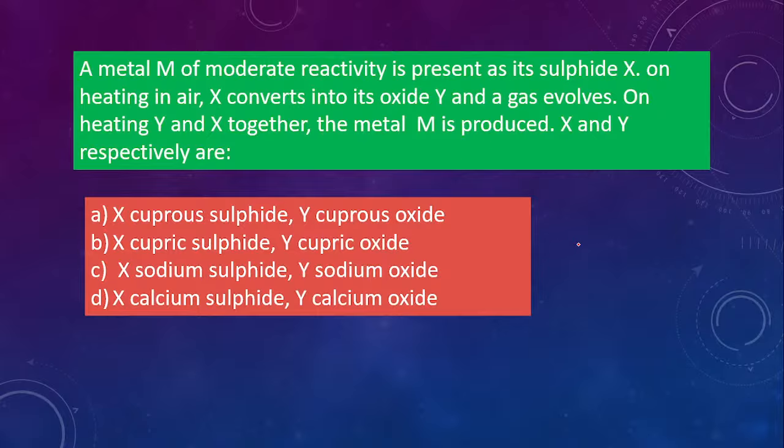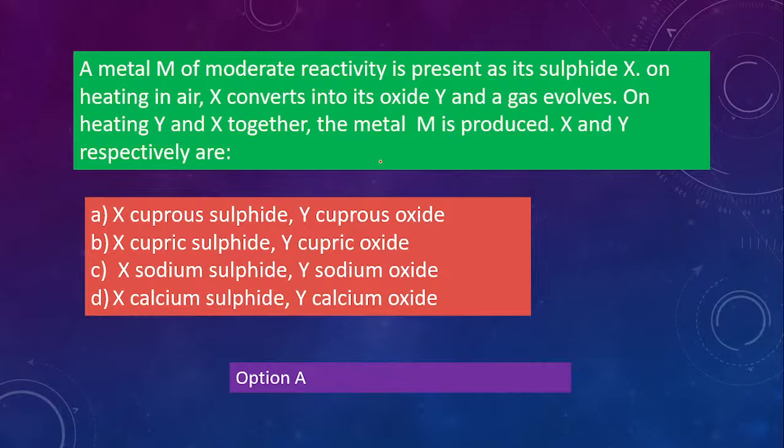Okay, let's see. So option A is the correct answer. Okay, so X will be cuprous sulfide, Y will be cuprous oxide. This is a little bit trickier and tougher, so you have to think properly. Okay, you should know the properties. What forms oxide, किसके साथ क्या मिक्स होने से कौन सा गैस इवॉल्व होता है, those reactions you need to remember.